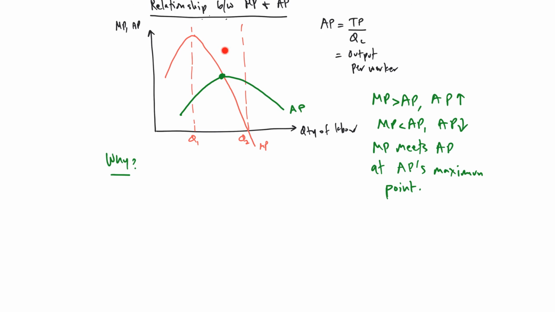If you do better than the average, you pull up the average. When MP is above AP, it is pulling up AP because you're doing better than the average, so the average is going up. Does that make sense? Every time you do better than the average, MP is the extra, right? Every time an extra worker brings more than the average output, it will pull up the average. But there comes a point when MP goes below AP. You do worse than the average, you pull down the average. Are you all with me?